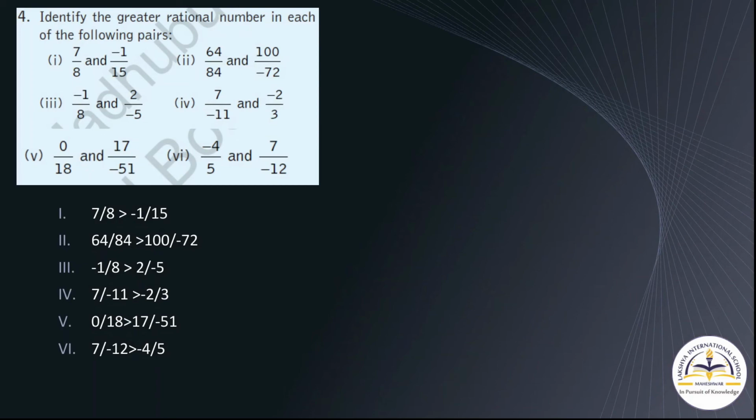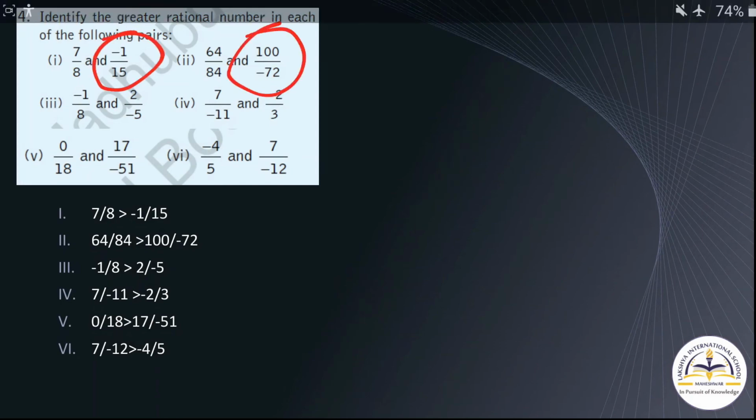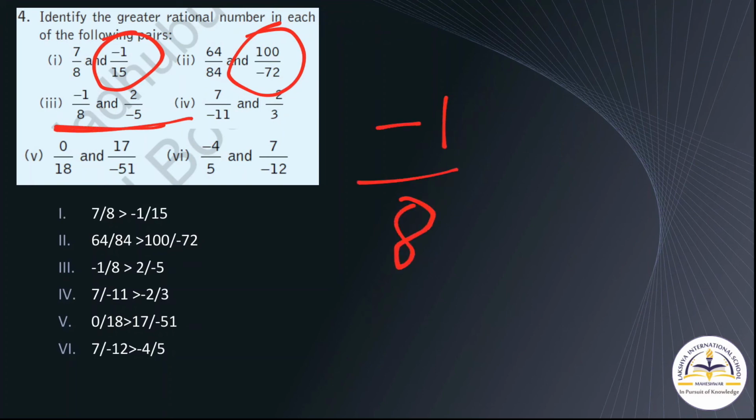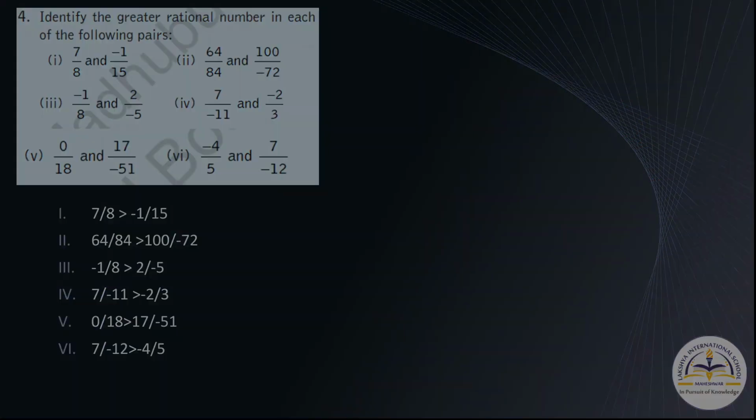Now question number 4, identify the greater rational number in each of the following pairs. Here you can see in the first, this is a negative number, so this is smaller, this is also negative, this is also smaller. Now here you have to find out. So how can you find out? You can divide these numbers, then compare the values and find out. Like this you have to solve this question.